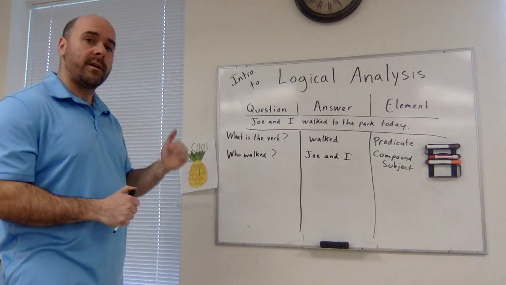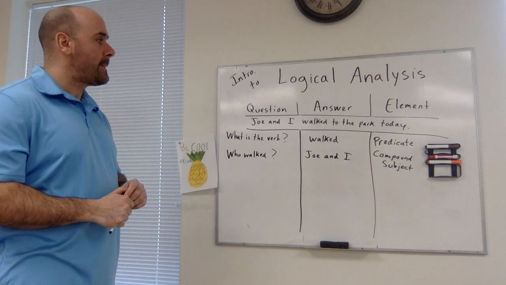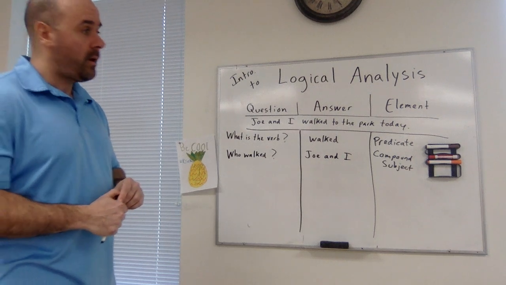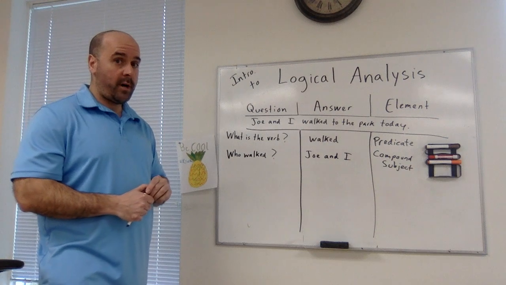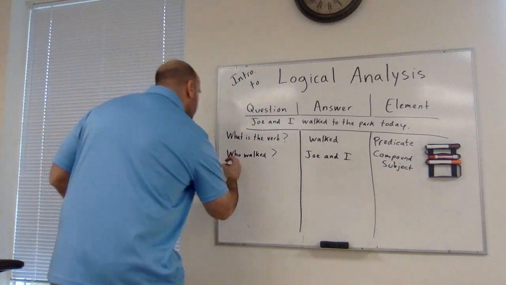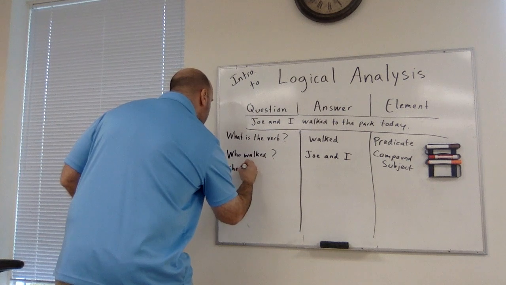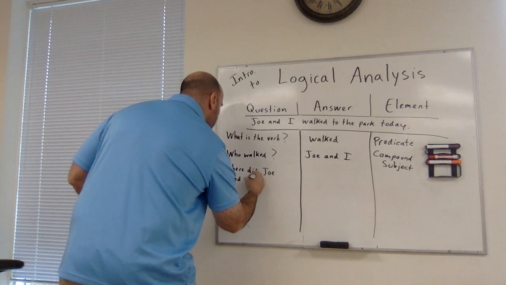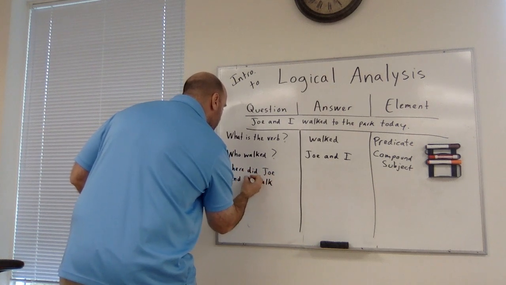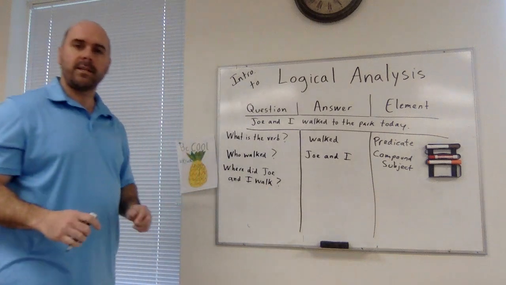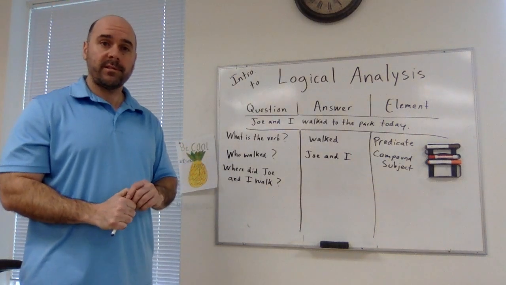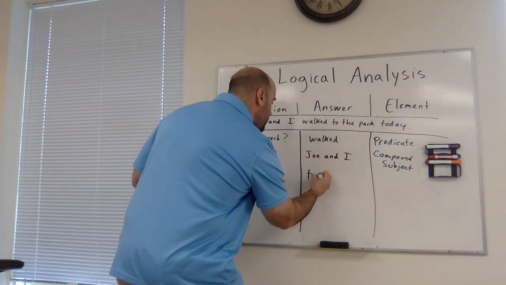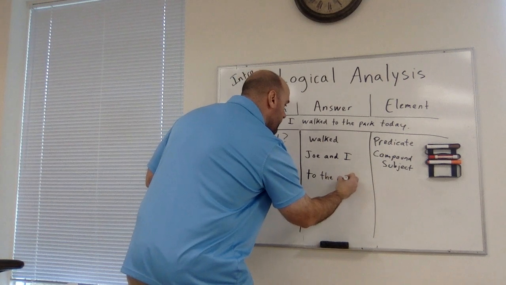What's the next question that we can ask? You have it? Did you ask the question, where did Joe and I walk? If you did, that would be correct. Where did Joe and I walk? And the answer is, well, to the park, obviously. Right? So we walked to the park.